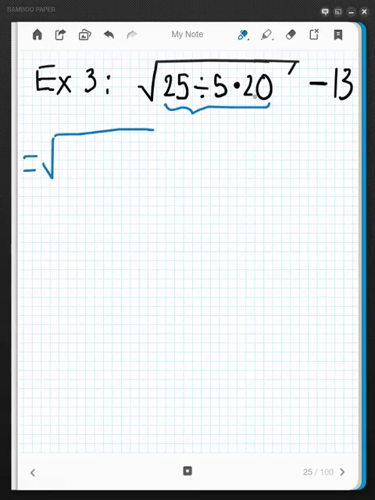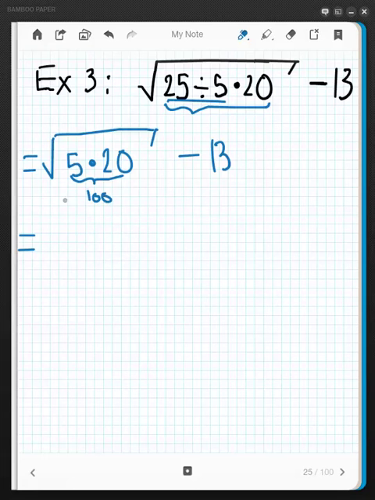Now multiplication and division are inside this radical, and they come in left to right order because they're all involving one another. So we're going to do this division first, and 5 divided by 5 is going to give me 1, and then we'll do that multiplication. After we're done with the radical, then we subtract 13, and I'm just going to copy it down here. I have plenty of room. So now I still need to do this multiplication, and 5 times 20 is 100. And so what I have is the square root of 100.